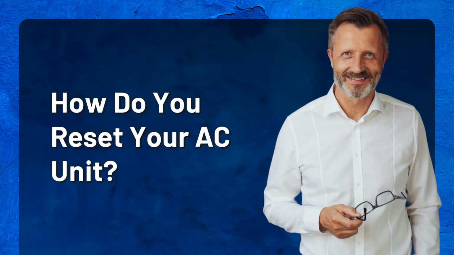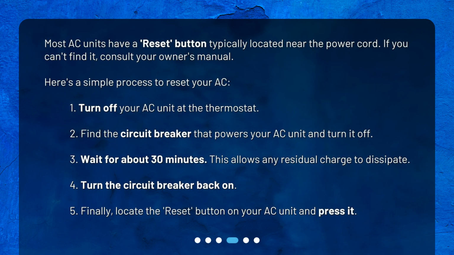How do you reset your AC unit? Most AC units have a reset button typically located near the power cord. If you can't find it, consult your owner's manual. Here's a simple process to reset your AC.